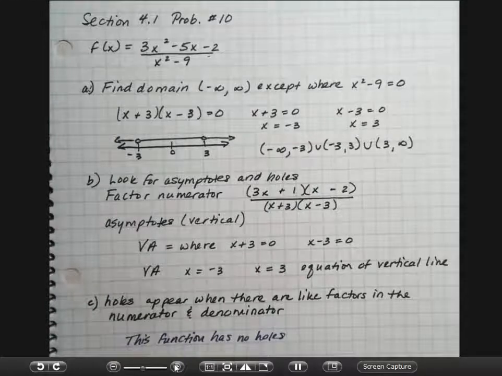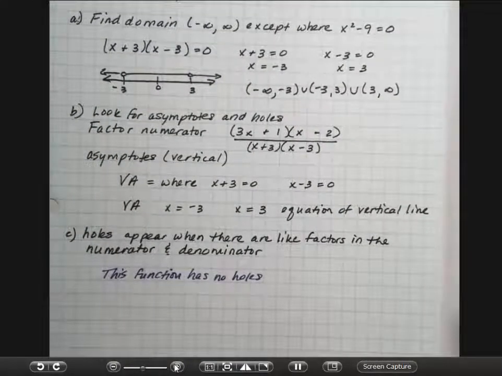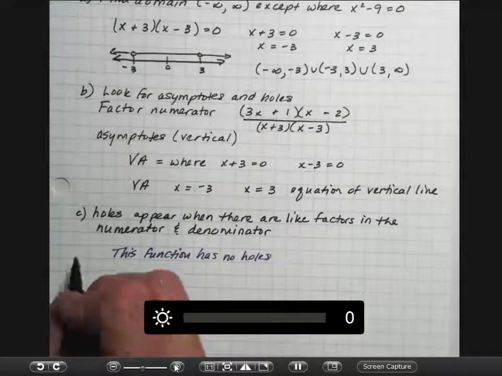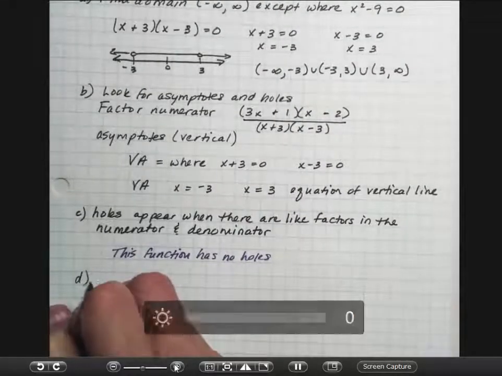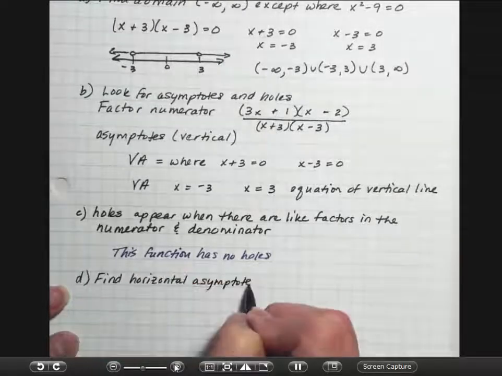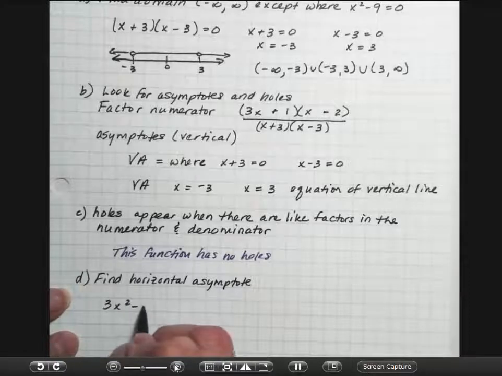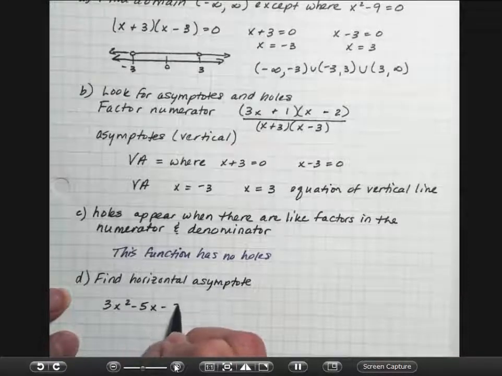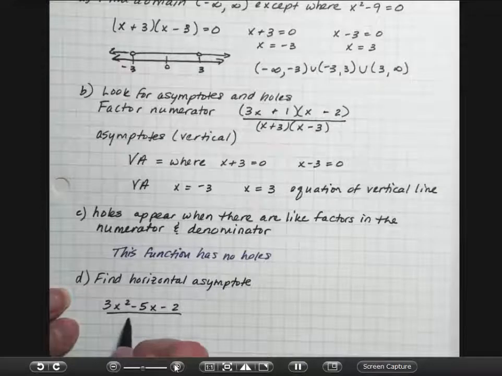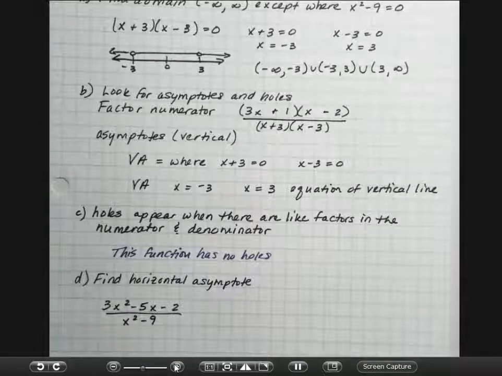The next thing we need to find is the horizontal asymptote, if one exists. To look for the horizontal asymptote, I'm going to go back to my original function, which was 3x squared minus 5x minus 2 divided by x squared minus 9. And we have three different options for looking for our horizontal asymptote.